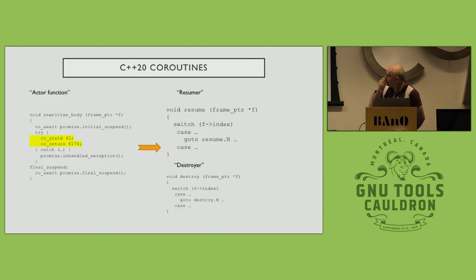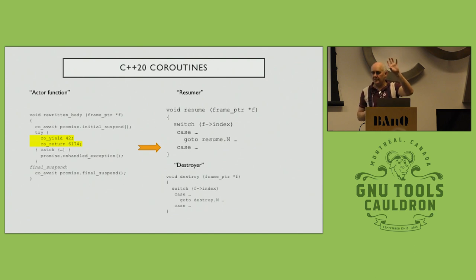So, each time we encounter an await expression in a function, we index it. So we start off with the 0th one. And in fact, in the GCC implementation, we step by 2 because that allows me to make some easier thing to do with the destroy functions.